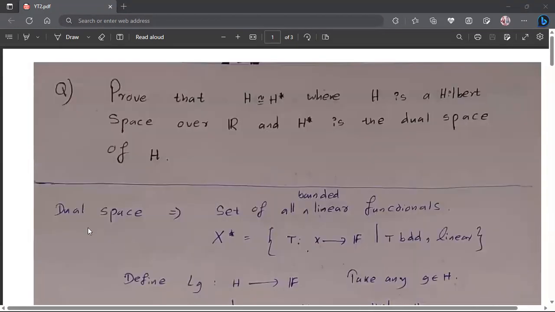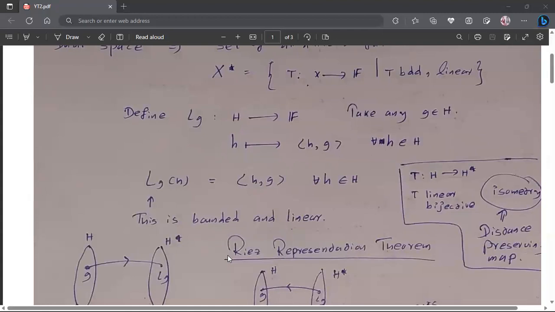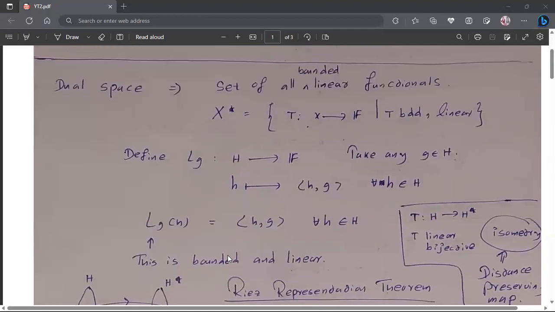So first of all, what is the dual space? The dual space is the set of all bounded linear functionals from the considered set to the underlying scalar field. This field could be the reals or the complex numbers. So these are a set of functionals which are bounded and linear. If we form a set of all bounded and linear functionals, we get this dual space of X. Then we have some terms to introduce here.